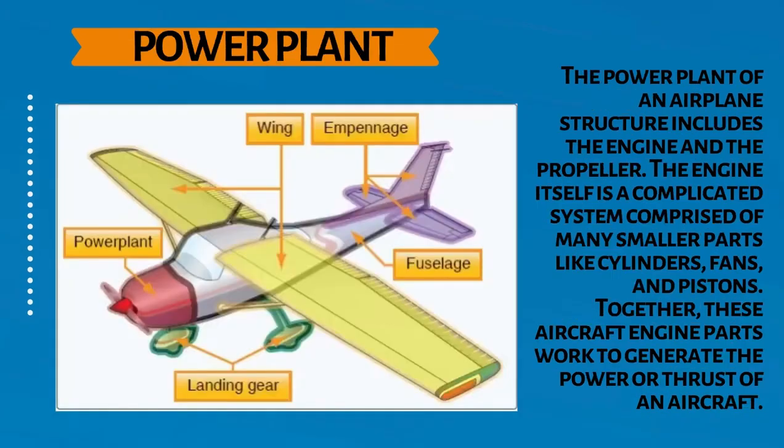Power plant. The power plant of an airplane structure includes the engine and the propeller. The engine itself is a complicated system comprised of many smaller parts like cylinders, fans, and pistons. Together, these aircraft engine parts work to generate the power or thrust of an aircraft. Engine, cowling, propeller, firewall.